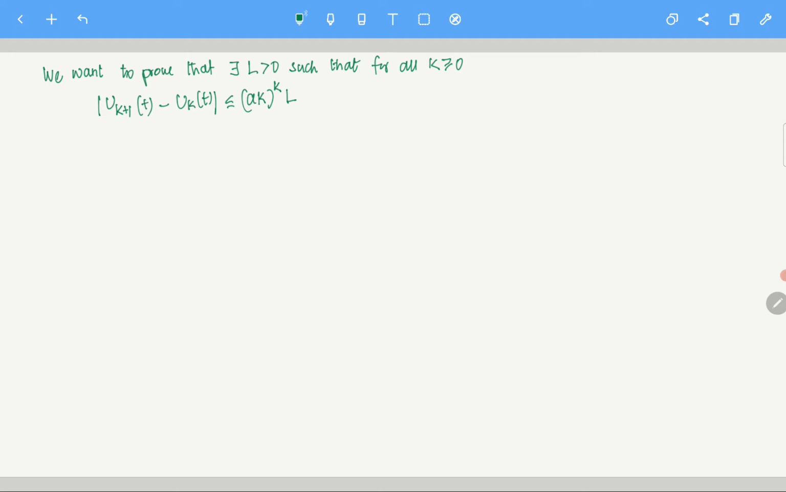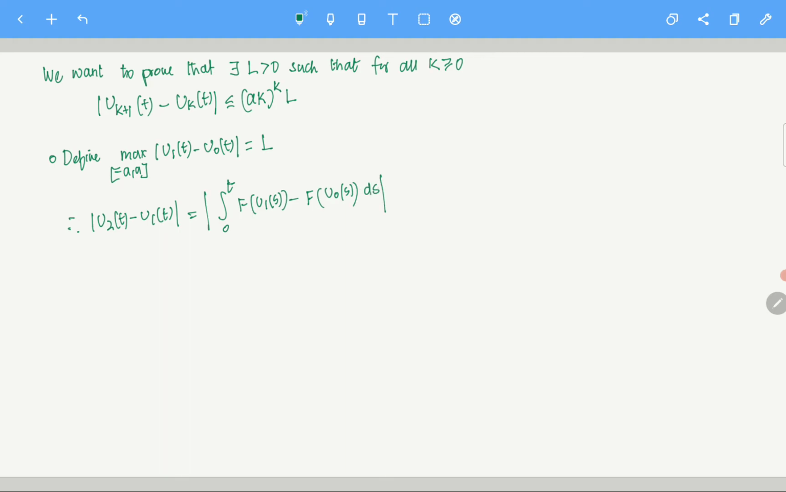Now, how to produce that L? Define the maximum of |u1(t) - u naught(t)| over t in [-a, a], and let that maximum be capital L. Then u2(t) - u1(t) can be written as the integral from 0 to t of F(u1(s)) - F(u naught(s)) ds. This is clear.